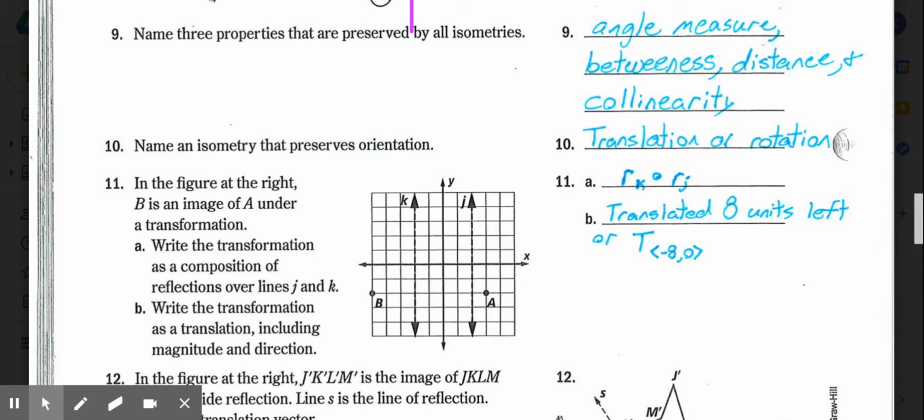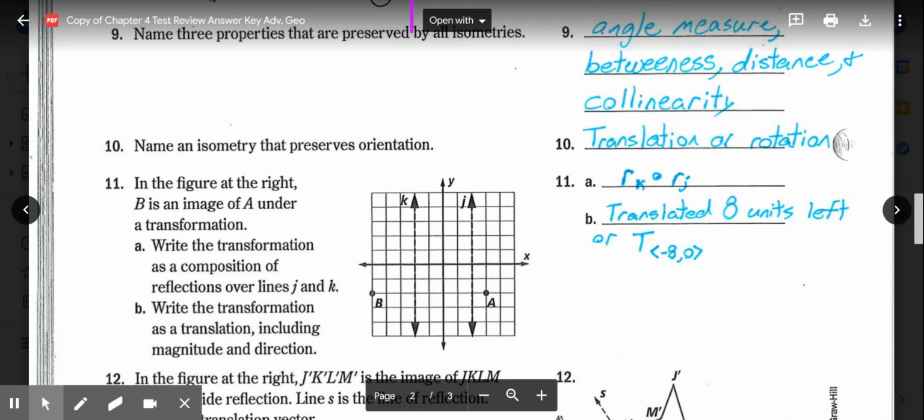In number 10, name an isometry that preserves orientation. So orientation is not always preserved, but translations or rotations preserve orientation. So either one of those could be your answer.